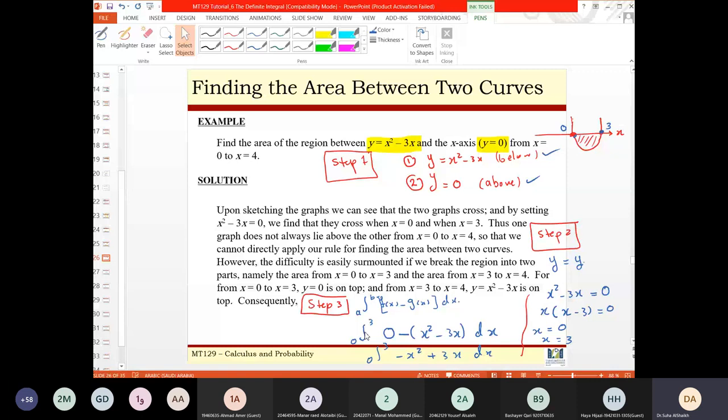Now we still didn't finish this question. The thing now is they want the integration from x equals 0 to x equals 4. They don't want it just from 0 to 3. They want the integration till the 4. So if I want the integration till the 4, the curve goes like this actually. So I also want the integration from 3.